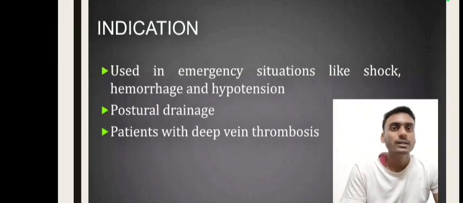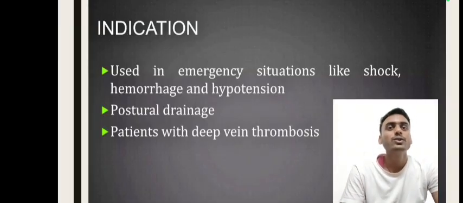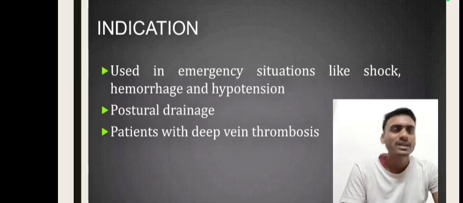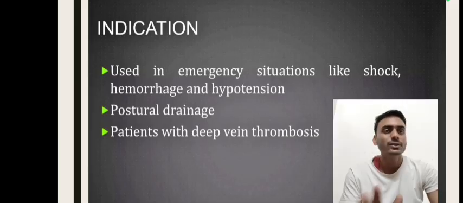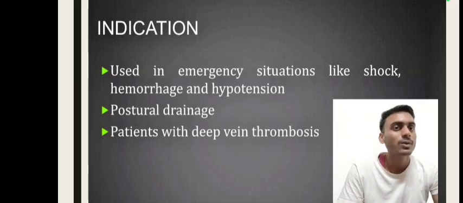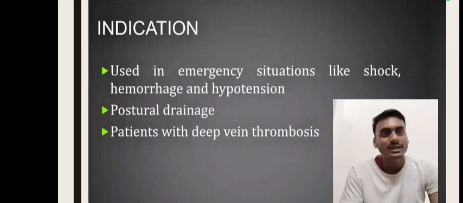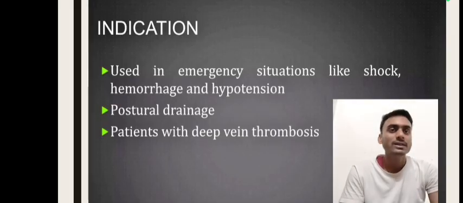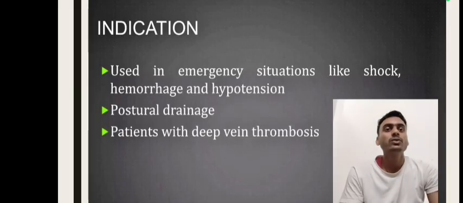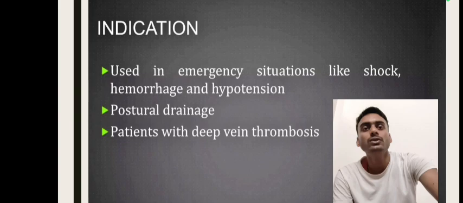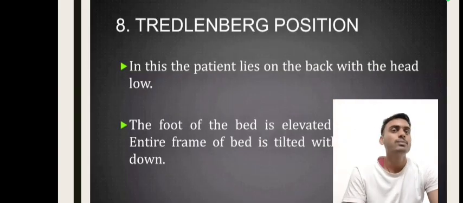Indication, when to use the Trendelenburg position: it is used in emergency situations like shock. Shock has different kinds, and you can easily understand it as excessive loss of blood. So hypovolemic shock, cardiogenic shock, neurogenic shock, hemorrhage condition or hypotension, postural drainage time, or a patient with deep vein thrombosis. At that time you use this Trendelenburg position.